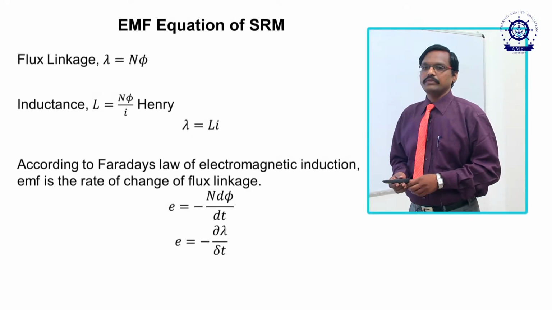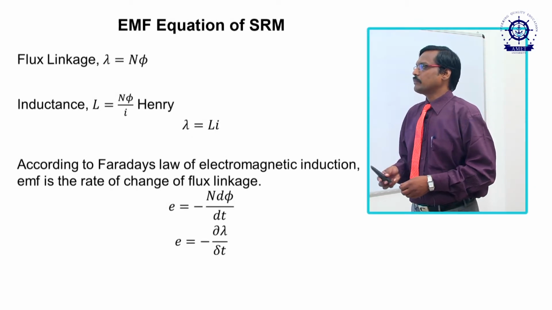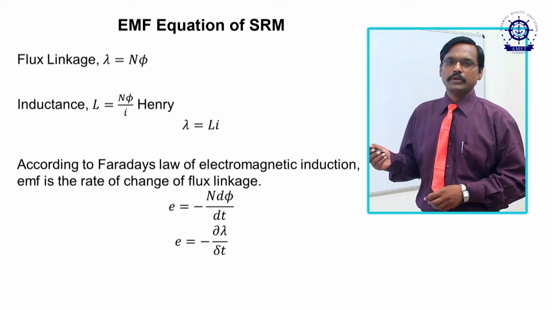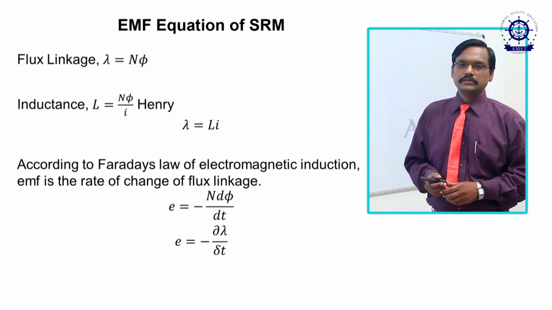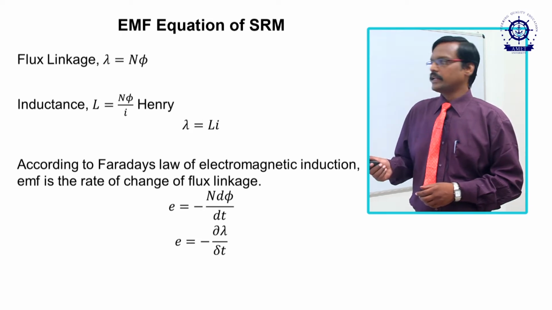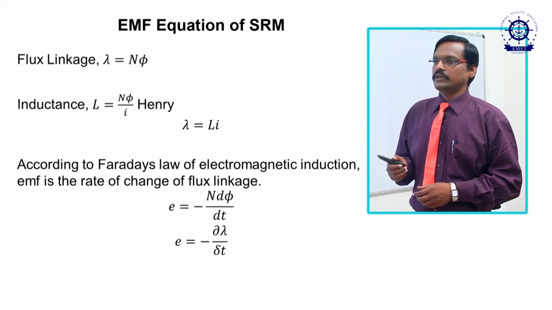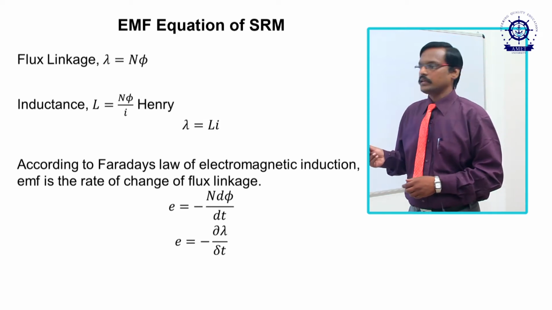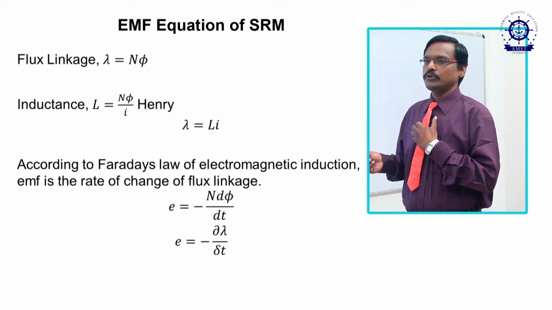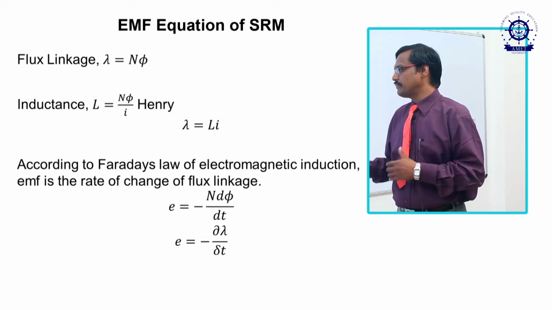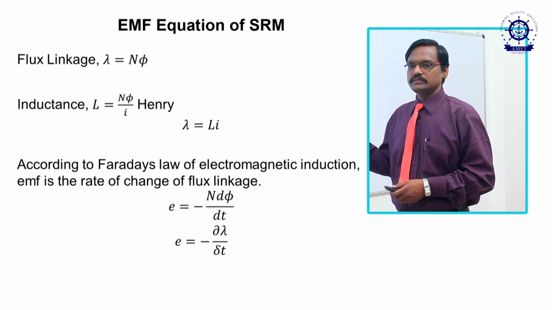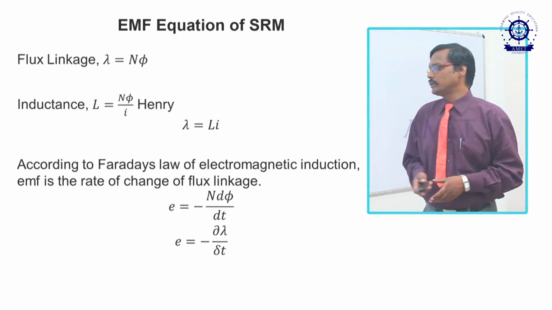Next is the EMF equation. Before going to the EMF equation, the flux linkage of this SRM motor is represented by lambda equal to N phi, and the inductance of this SRM motor is equal to N phi by I Henry. If you equate these two equations, we arrive at lambda equal to Li. According to Faraday's law of electromagnetic induction, the EMF produced E equal to minus N d phi by dt, which is equal to minus dou lambda by dou t.